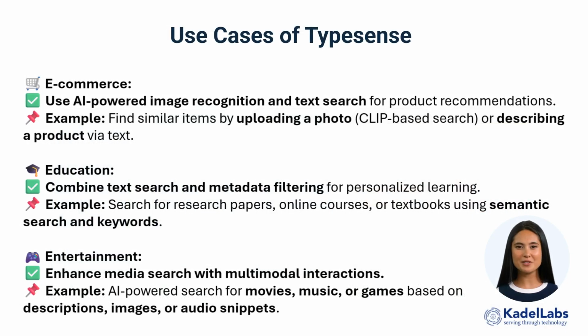Typesense brings AI-powered search to life across industries. In e-commerce, users can find products instantly with image recognition and text search. In education, semantic search and metadata filtering help discover research papers and courses effortlessly. And in entertainment, multimodal search enables users to explore movies, music, and games using text, images, or even audio snippets.